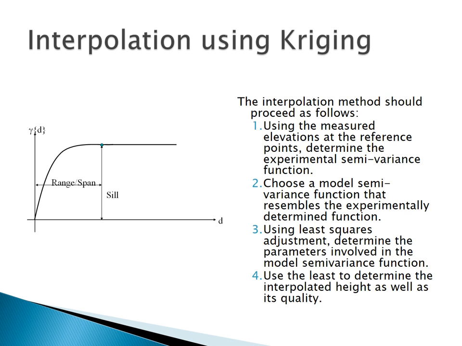So now that we've determined covariance, and again, you can go through the math, work through the numbers and give it a try with that example if you're really interested. Then there is the interpolation using Kriging. Now we've got our semivariogram, the sill and range. When we go to interpolate using Kriging, we need to use the elevations that we know and determine the semivariance function. We need to choose a model, or semivariance function, that resembles the experimentally determined function, right?